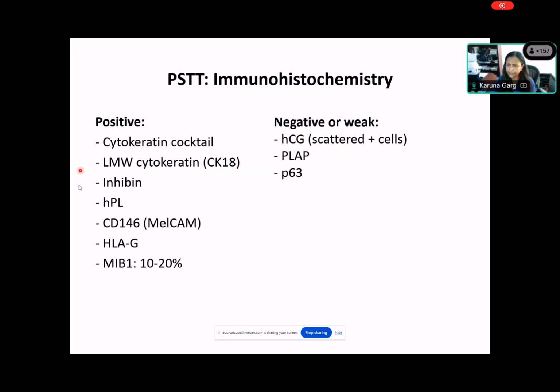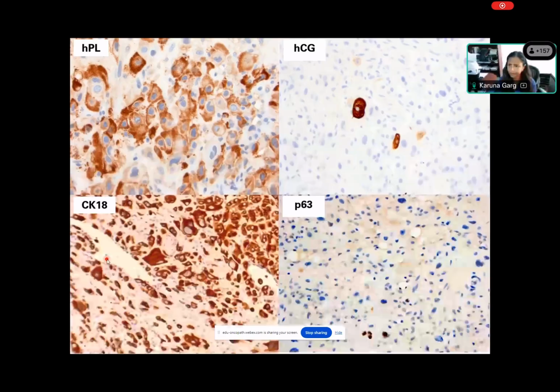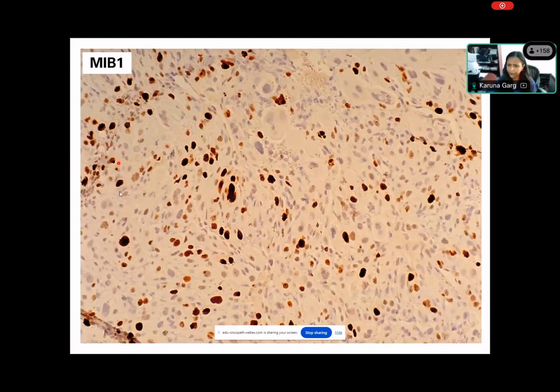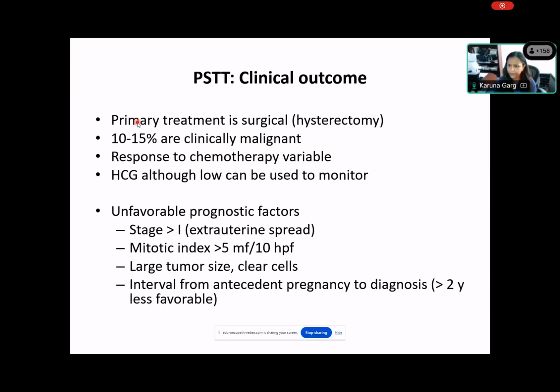In terms of immunohistochemistry, again, it's going to be positive for all your cytokeratins, inhibin. This will be positive for HPL. We don't have an HPL stain here, so I have no experience with it, but this is what you use. If you do a MIB1, 10 to 20% of the cells should light up with a MIB1. So again, HPL, there will be some HCG. It won't be like a choriocarcinoma. Cytokeratins will be positive. And if you do a P63, it's mostly negative. MIB1, again, you will see some proliferation. So about 10 to 20% is the number that's out there.